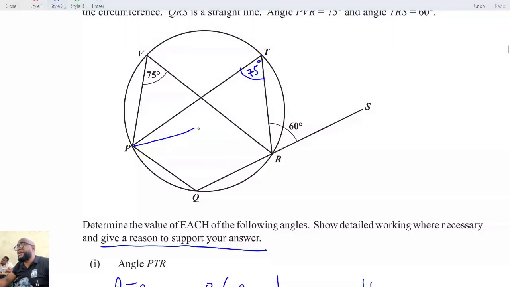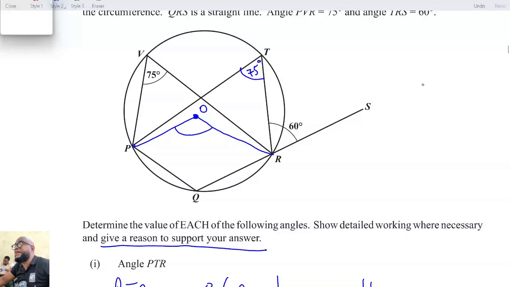It's not really an imaginary line. They want us to find P to O to R. They want the obtuse angle, not the reflex angle. The obtuse is on this side. Now look at your theorem. It states that the angle at the center is twice the angle at the circumference. You see? Check the terms.